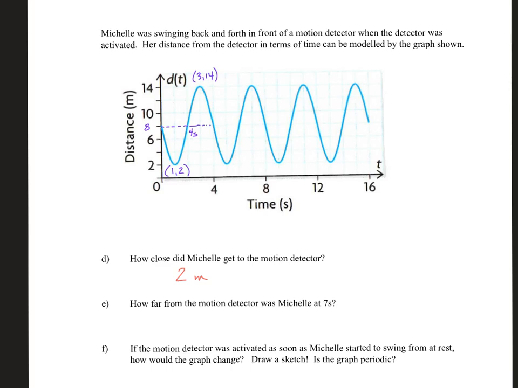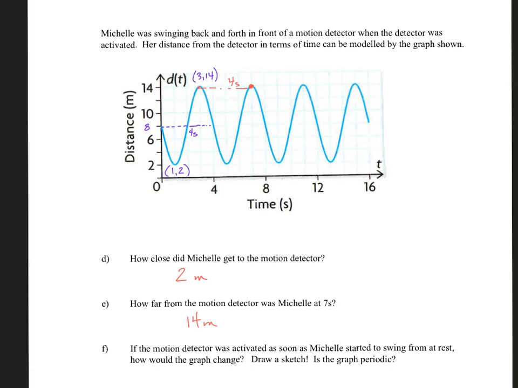So if I was to come over here and look at 7 seconds, I'm looking at that value, and we should be able to go through and say 14 meters. We actually have some confirmation, though, that if we know that she hit her max at 3 and the period is 4 seconds, then that means she has to also be at her maximum distance at 7 seconds.